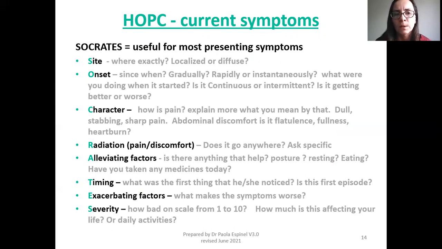You may have heard about SOCRATES. It's great for presenting symptoms, and you can break it out and explore in detail what's happening: the site affected, when and how it started, character of a pain or a symptom, radiation, if it goes away, what's alleviating, what's exacerbating factors, or how long, when did it first start, and also how bad it is.